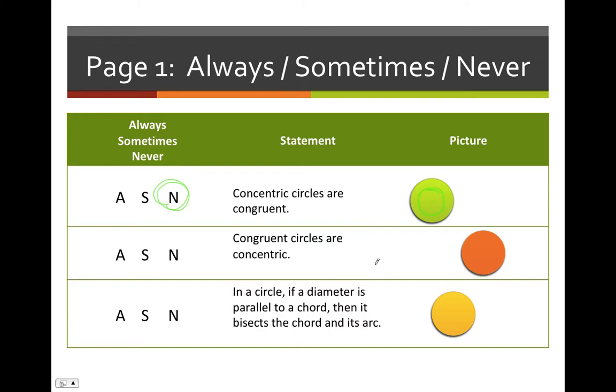So then the next one, congruent circles are concentric. Well, that goes back to the same one. Concentric circles can't have the same radius, so they can't be congruent. So again, that's never.